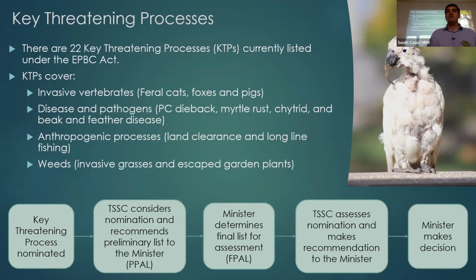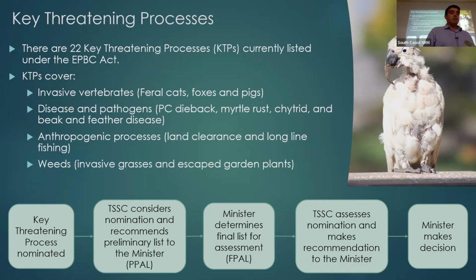We've currently got 22 key threatening processes listed under the EPBC Act, and these cover a range of different threats, including invasive vertebrates like feral cats, foxes, pigs, disease and pathogens, PC dieback, myrtle rust, chytrid, beak and feather disease, like the poor fella on the right here, anthropogenic processes like land clearance and longline fishing, and weeds like invasive grasses and escaped garden plants. The most recent KTP listing was earlier this year, and it's the first one in quite a significant amount of time, and that was fire regimes that cause declines in biodiversity in April.